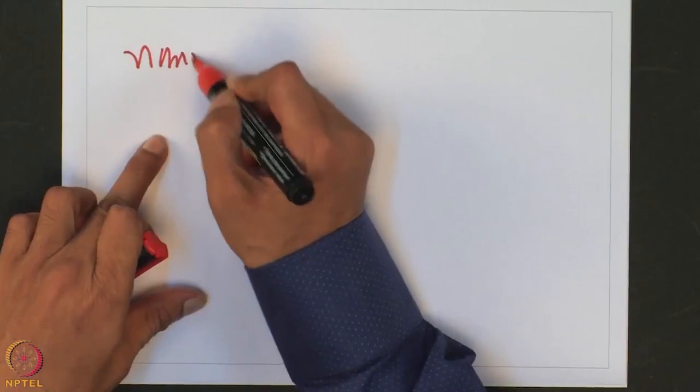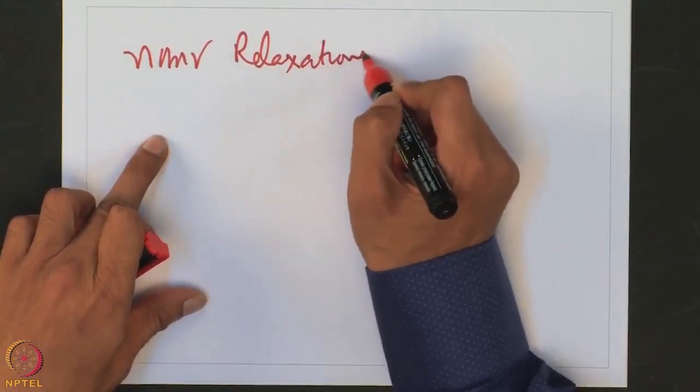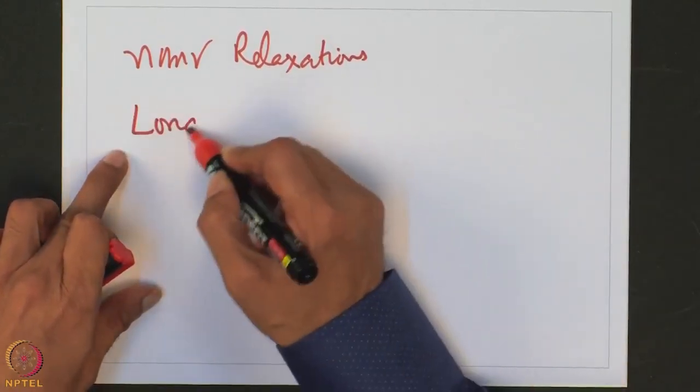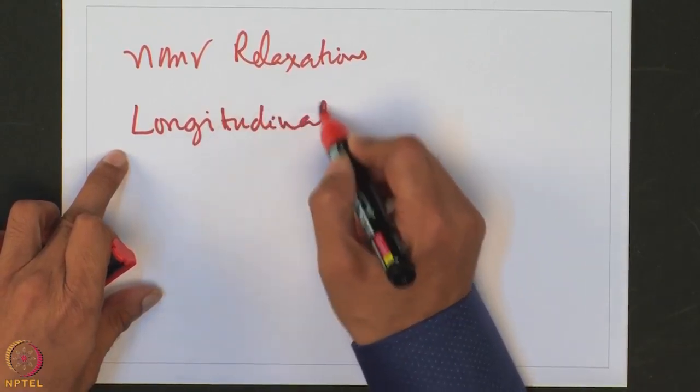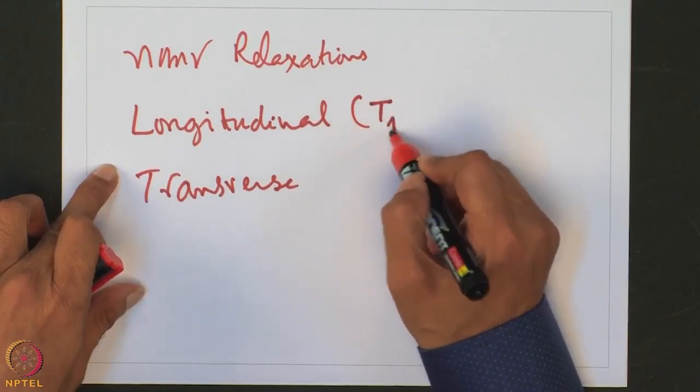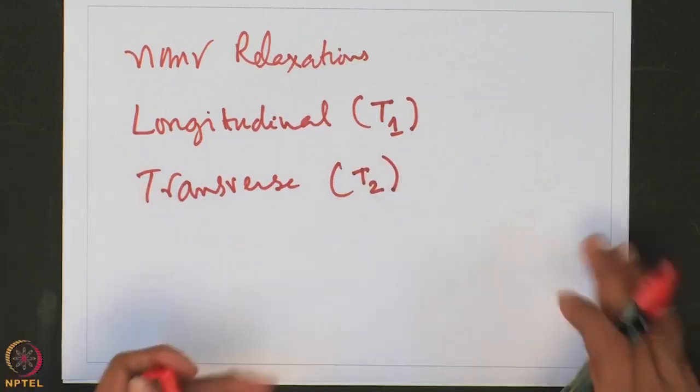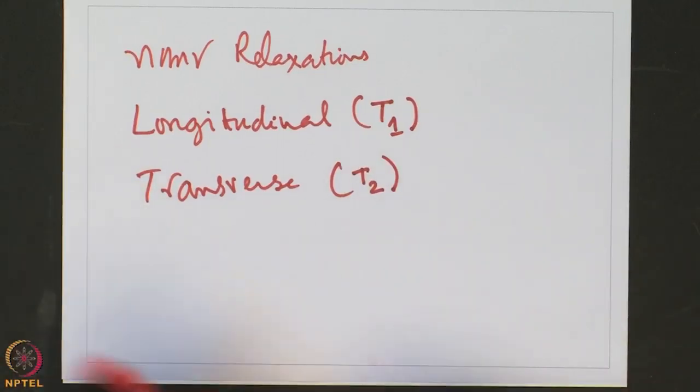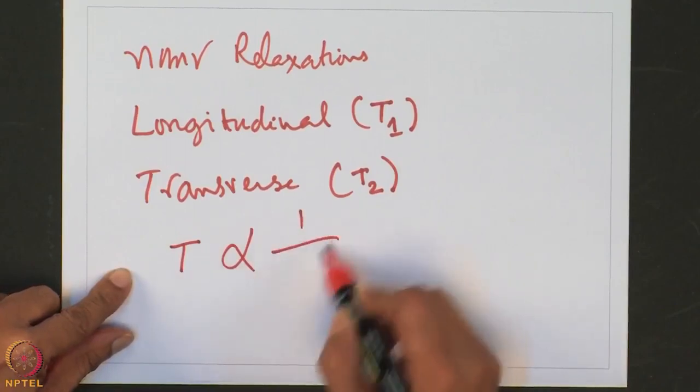And you know the NMR spectra are governed by two types of relaxations. NMR relaxation: longitudinal and transverse. I will not go into details of these. They are called T1 and T2. These are again influenced by the protein conformation and the dynamics too. And the other thing is that they influence different centers of the proton, if it is a proton spectrum, based on their distance. So these relaxation times, T is proportional to 1 by r to the power of 6.